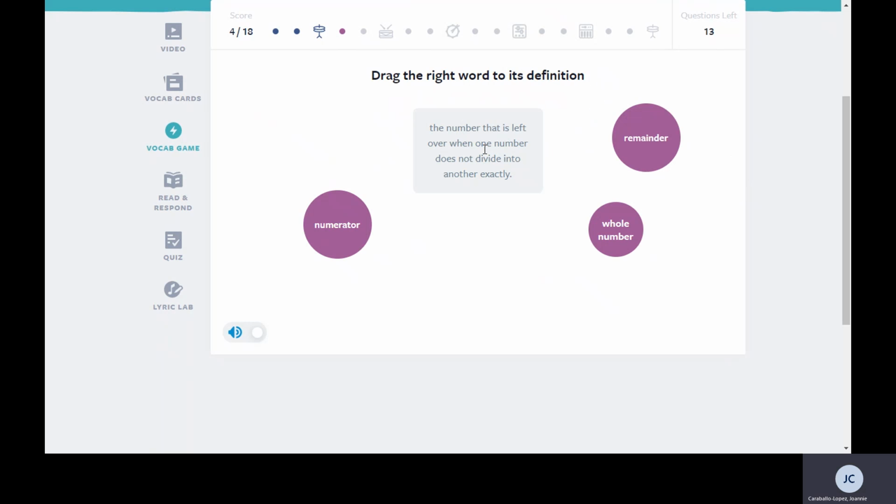Este grupo, the number that is left over when one number does not divide into another exactly. El número sobrante cuando un número no se divide exactamente en otro. Numerator, remainder o whole number. Vamos, rapidito. Haz lo que tú piensas, vamos.